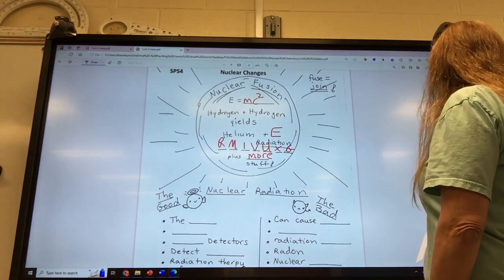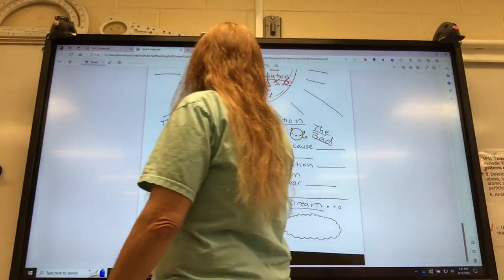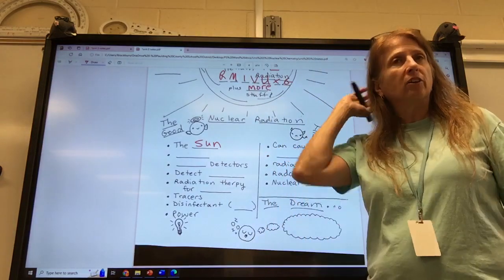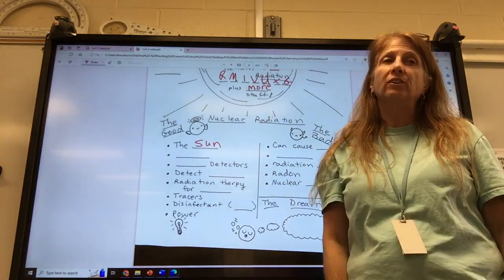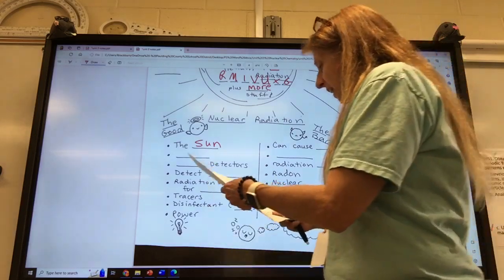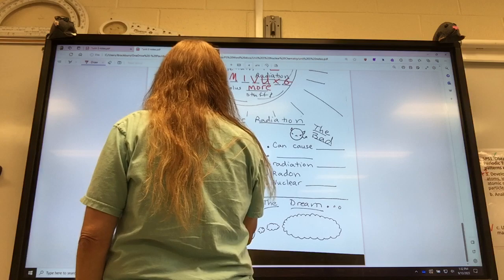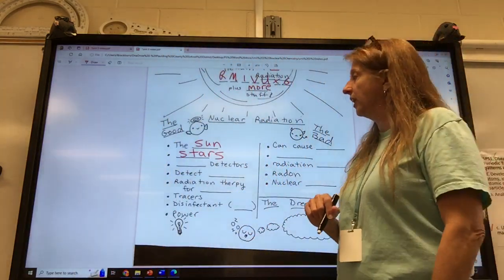Okay, now let's scroll. Okay, so the good. The sun. Could we have life on our planet without the sun? So now when your little kid says, Mommy, Daddy, why does the sun shine? You can say, nuclear fusion. Okay, also stars. I think stars are great. They're beautiful. Very nice to have the whole universe out there, not just the sun.